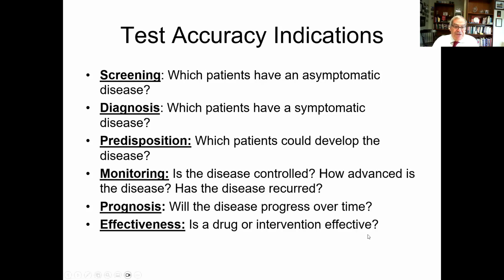Monitoring, which many of us do. Is the disease controlled? How advanced is the disease? Has the disease reoccurred? All kinds of conditions, whether we're talking infectious disease, non-communicable diseases, chronic diseases, all of these pieces. Prognosis, are we doing a test for prognosis? Will the disease progress over time? Are there indicators of such? And then we also do a test for effectiveness. Is a drug or an intervention being effective? And how do we measure it?